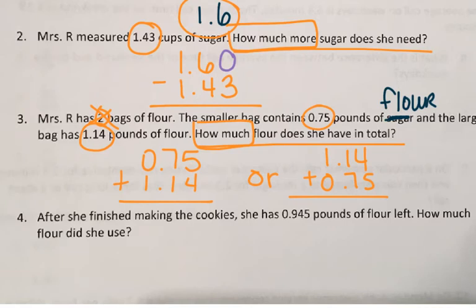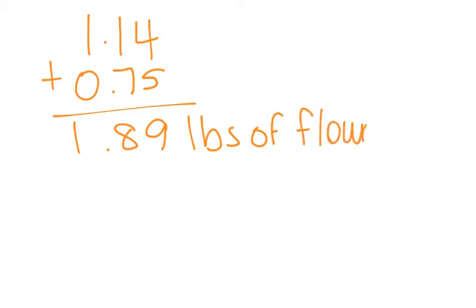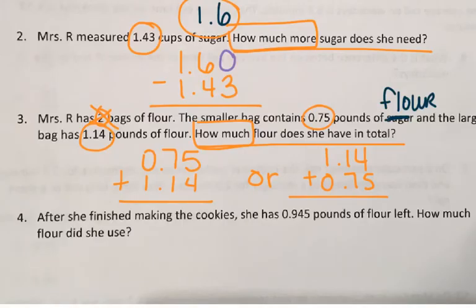So let's actually go ahead and solve number 3. We have 1.14 plus 0.75, which gives you 1.89, or 1 and 89 hundredths pounds of flour for number 3. And number 4 is asking how much did I use if I have this number left over.